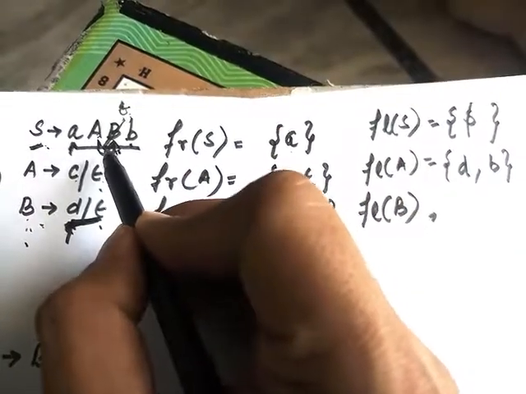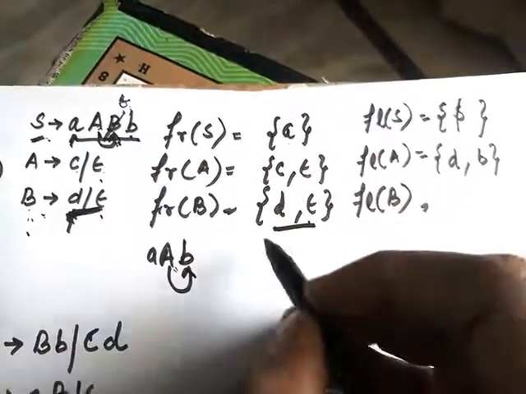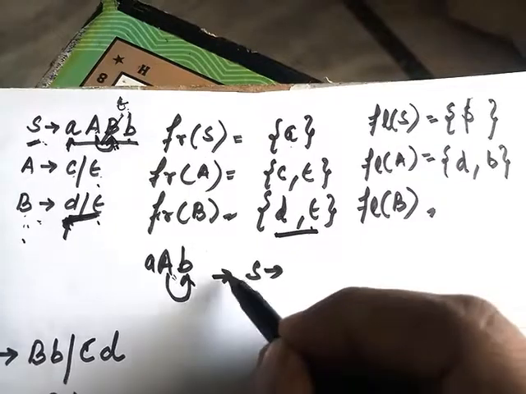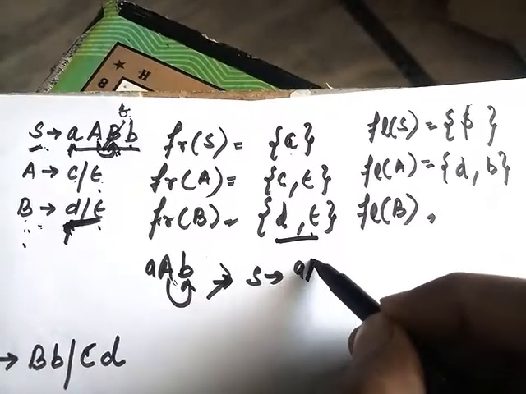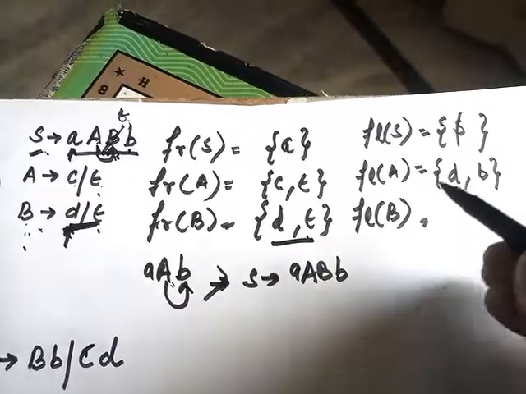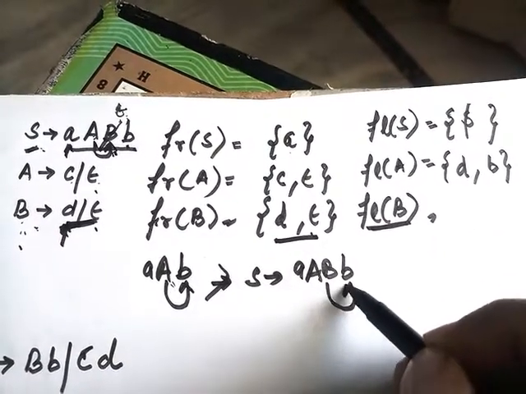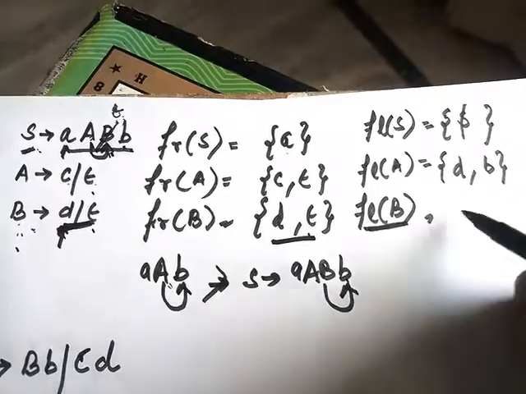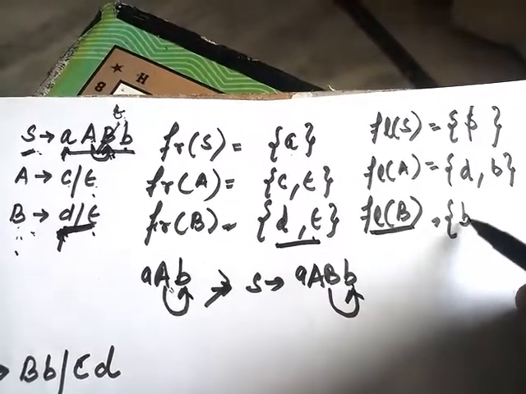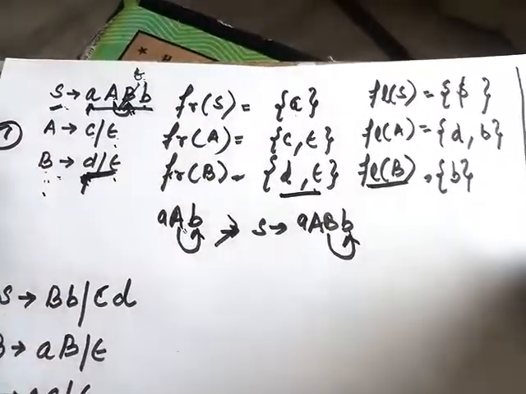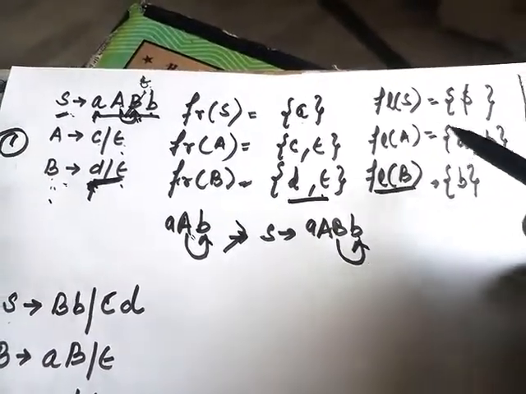Next one you can see, just make it the original production, because we have to calculate follow of B, and this is S generates A, B, b. What is follow of B? It means what comes after B, that is small b. It is a terminal, so follow of B is small b. This is how to calculate first and follow of the non-terminal.